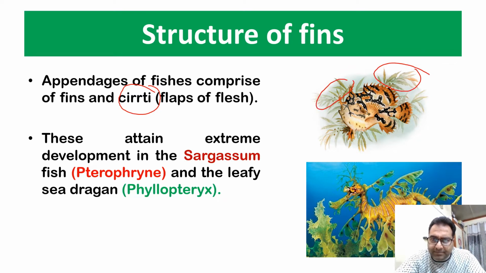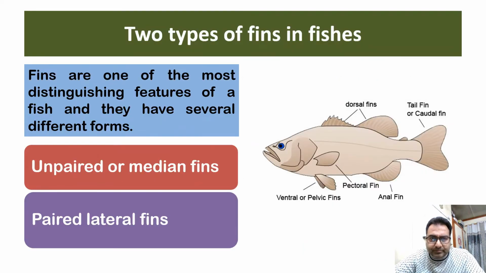These flaps of flesh attain extreme development in the sargassum fish, Pterophryne, and the leafy sea dragon, Phycodurus. It looks as if these are not fins but leafy appendages. They show different kinds of modification, and fins can be of different shapes, sizes, and structures.